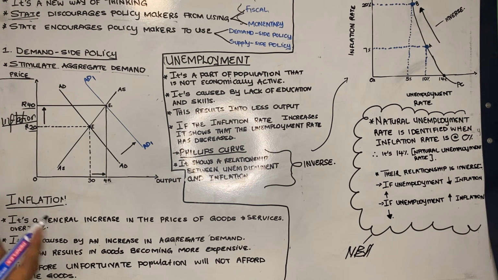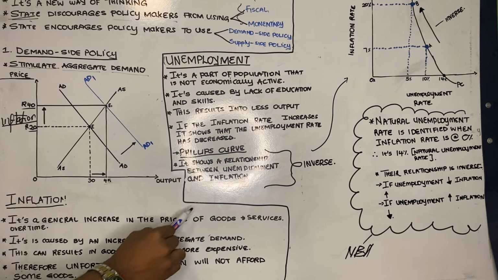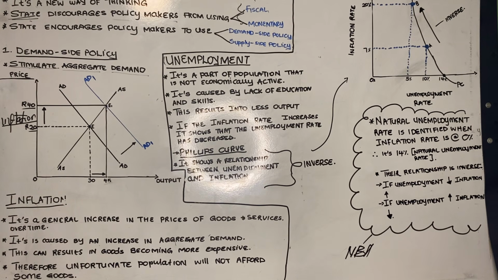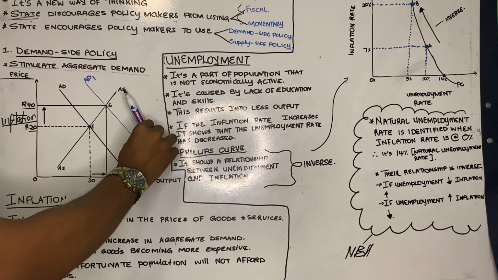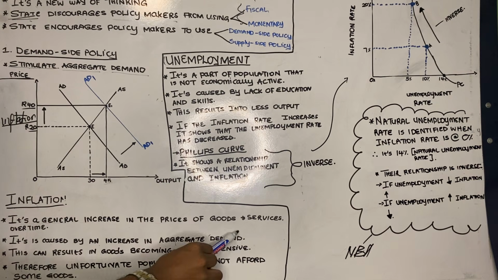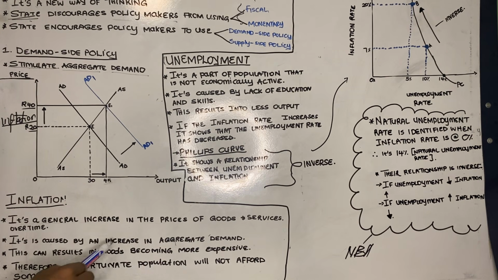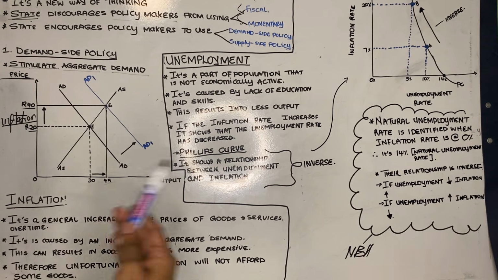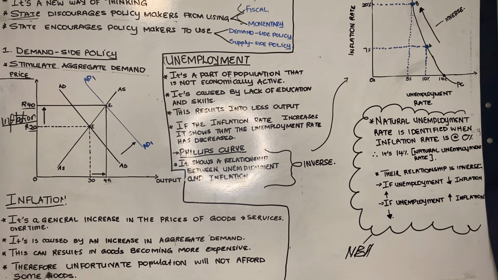So what is inflation? Inflation is a general increase in the prices of goods and services over time. Right, so what causes inflation? Inflation is caused by an increase in aggregate demand. As we saw the aggregate demand shifting to the right hand side, the effect was that prices increased from 22 to 40 rand. So inflation is caused by an increase in aggregate what? Demand. So this results in goods becoming what? More expensive. Right, so when goods are more expensive, the poor population will not be able to afford some goods. Does that make sense? Right, so that's how you write this essay.